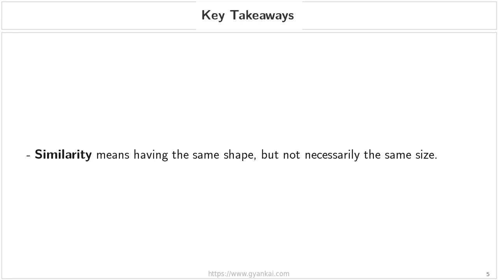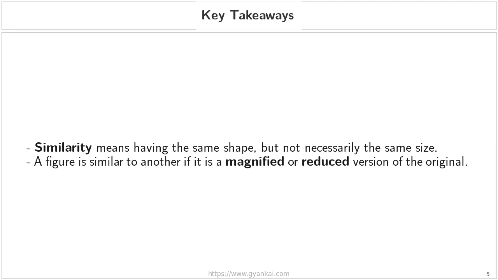Key takeaways. All right, let's take a moment to recap everything we have covered in this lesson so far to ensure the core concepts are clear. First and foremost, remember our primary definition. Similarity simply means having the exact same shape, even if the size is not the same. As we discussed with the digital zoom example earlier, you can think of a similar figure as being either a magnified or a reduced version of the original. The proportions and angles stay perfectly intact, only the scale changes.